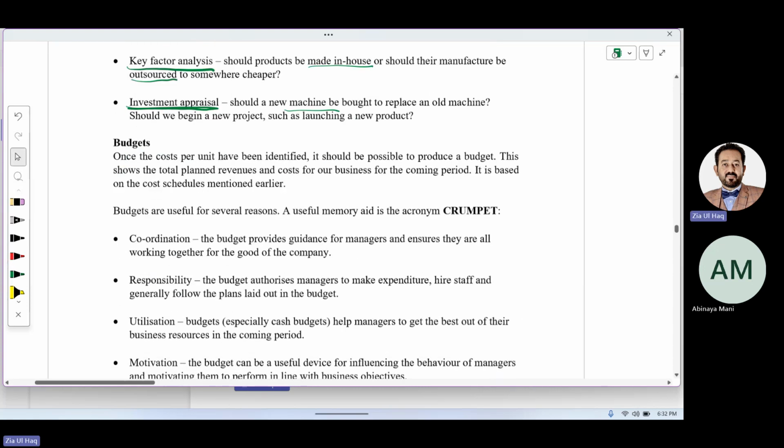What is a budget? An estimation about the future. This shows the total planned revenue and cost for our business for the coming period.